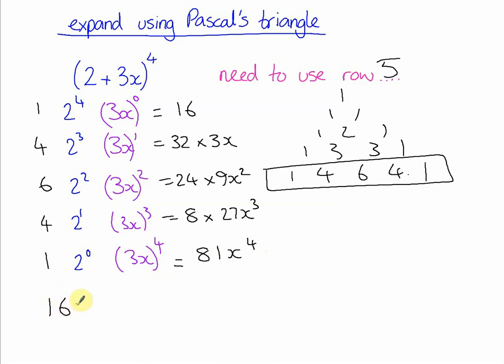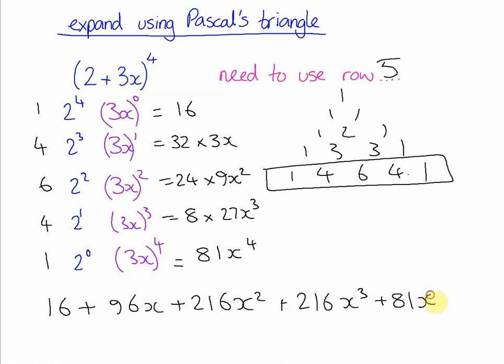So what do we have? We have 16 plus 96x. 24 times 9, I think it would be quicker if I type that in. 216x squared. 27 times 8 is again 216, plus 81x to the power of 4. So you can see the power is ascending, smallest to largest. That's all of the terms of that expansion.